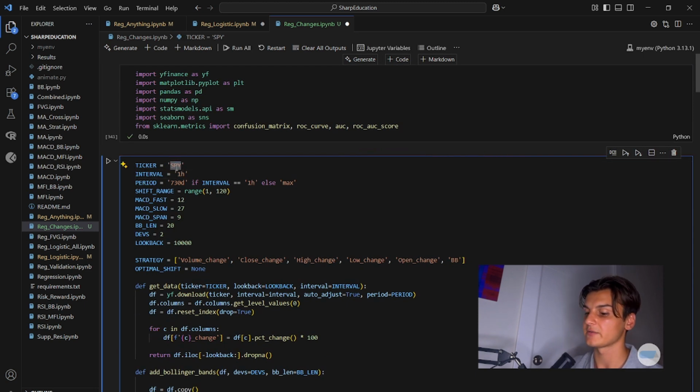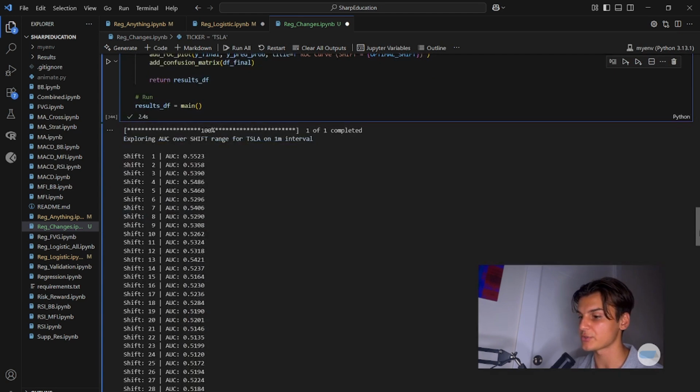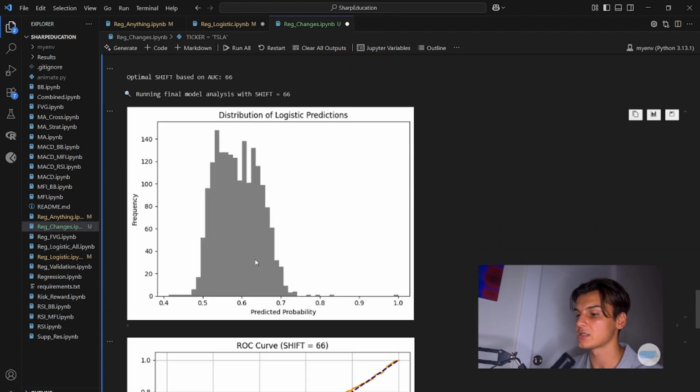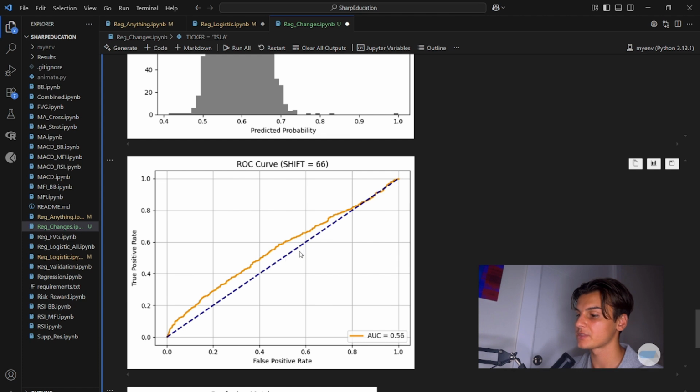So what if we did Tesla? We can do Tesla on the 1-minute, and I'm just going to be exploring and talking about it with you from this point forward, because this is the code I'm going to be posting for the regression changes. You can see that it's optimized around 60 to 70 hours, so the best one here is at 66. The distribution of predictions is pretty much still one big lump, but we got a 0.56 area under the curve, which is a little bit better.